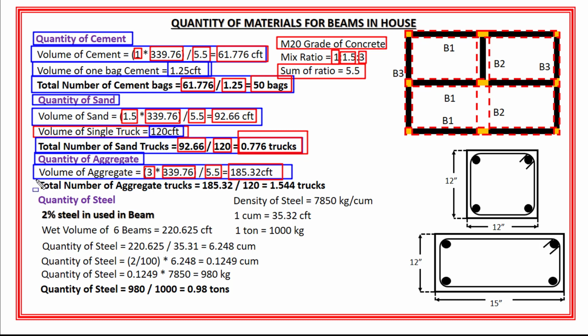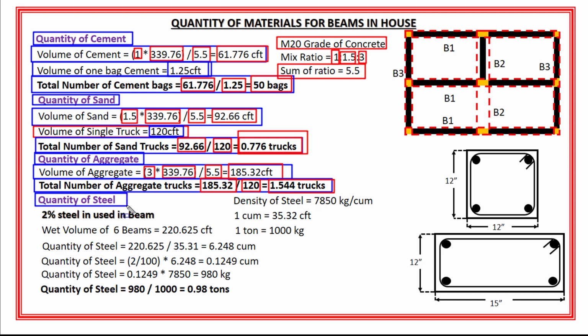Okay? Now for the number of aggregate trucks, I have the volume of single truck, which is 120 cubic feet. So the total number of aggregate trucks is equal to volume of aggregate, which is 180.32 cubic feet, divided by the volume of one truck, which is 120 cubic feet. And the total number of aggregate trucks will become 1.544 trucks. Okay. So now I can say that in the construction of these 6 beams, I will need 1.544 aggregate trucks, right? Next is the quantity of steel.